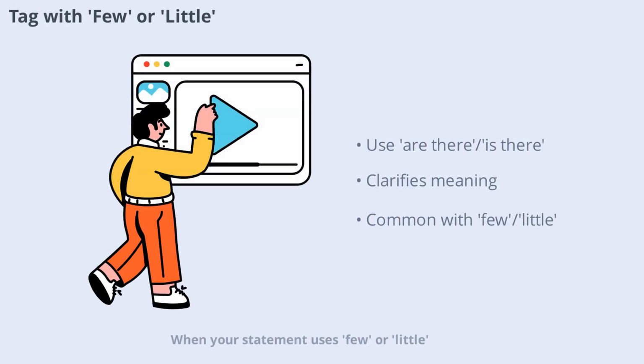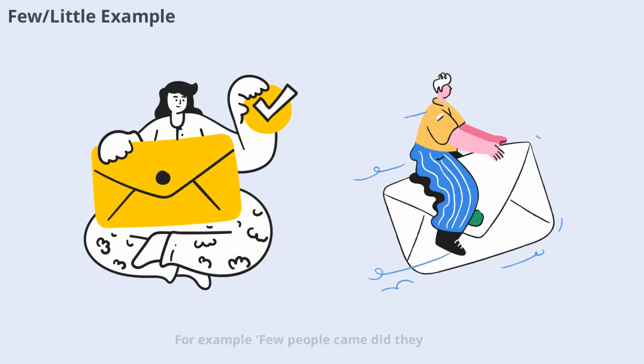When your statement uses few or little, use a positive tag such as "are there" or "is there." For example, "Few people came, did they?" This helps clarify your meaning. The tag "did they" checks for confirmation and keeps the sentence clear.